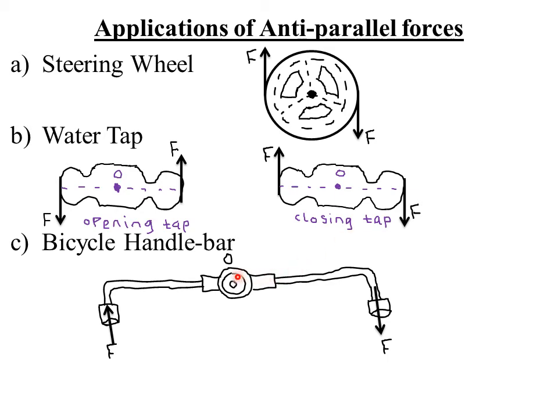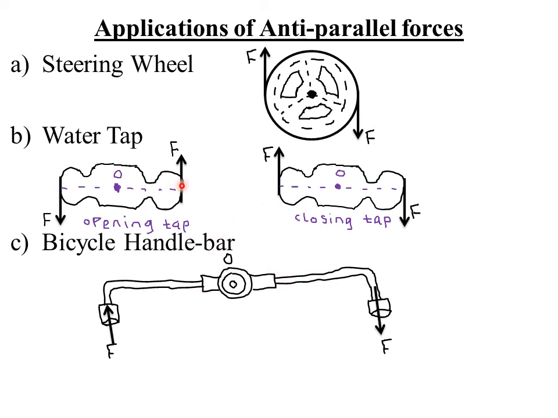Then anti-parallel forces are also applied in the bicycle handle. That is, when a bicycle is turned around a bend with both hands on the handlebar, two equal and opposite forces are applied. For example, if you are taking a corner and you want the bicycle to move towards the right hand side, you pull this handle outwards, whereas you push this one inwards. Because this part is movable, acting as our pivot, the bicycle will turn towards this direction, moving in the clockwise direction.